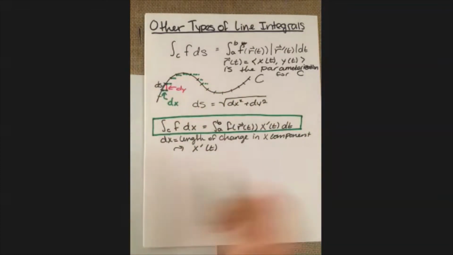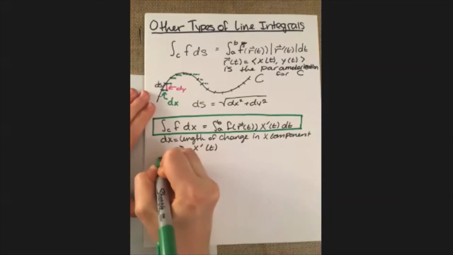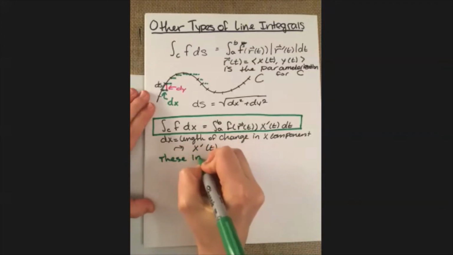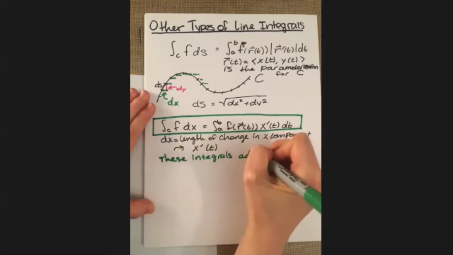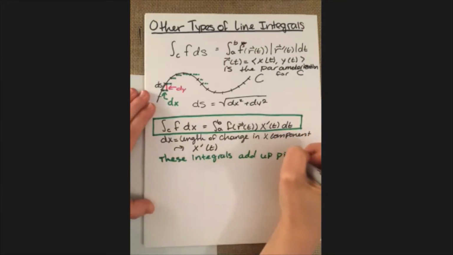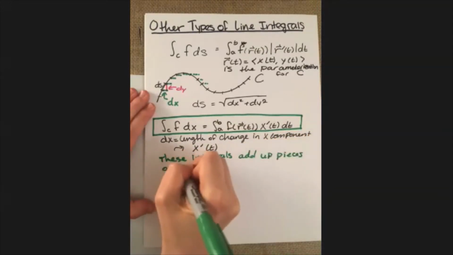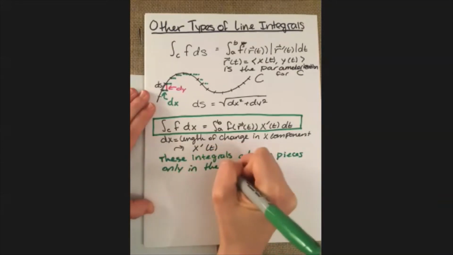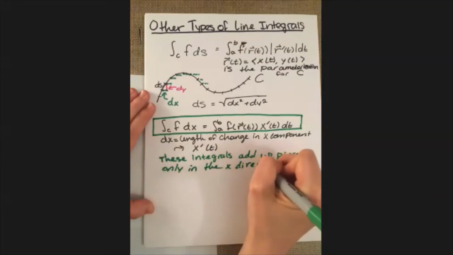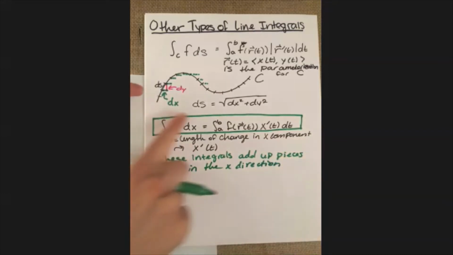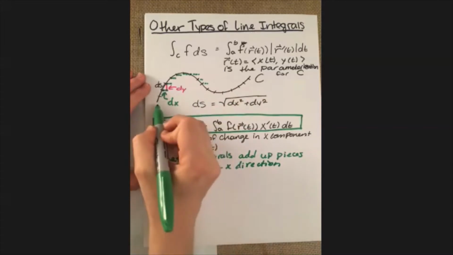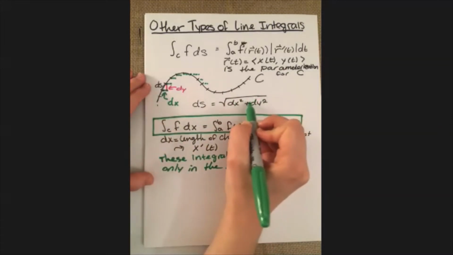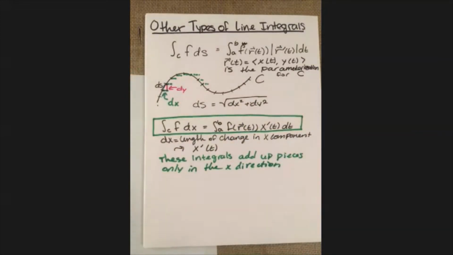So you can think about it as these integrals add up pieces only in the x direction. And once again, it still takes that density into account from f, but you're only looking at the overall horizontal length of your curve C. So like from here to, I guess, right there. So it'd be that length right there that gets added up.